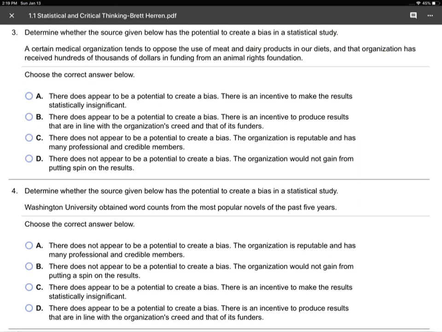Number 3. Determine whether the source given below has the potential to create a bias in a statistical study. Let's talk about bias. A certain medical organization tends to oppose the use of meat and dairy products in our diets. And that organization has received hundreds of thousands of dollars in funding from an animal rights foundation. Pretty obvious, huh? They're going to have a motive for something other than just what's true, right? If it's an animal rights foundation, they're going to want to oppose the use of meat and dairy.